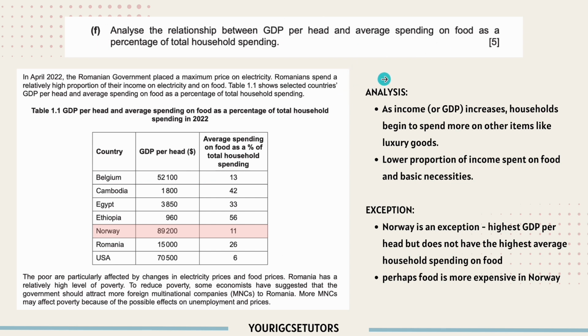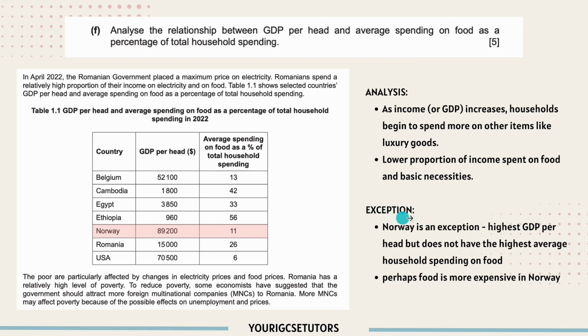Now we have to explain the negative relationship. As the income or the GDP increases, households will start to spend more on other items, not just basic necessities. They'll start to buy goods like luxury goods or merit goods. That means that as their income increases, they spend a lower proportion on food and basic items. So that's why there's a negative relationship.